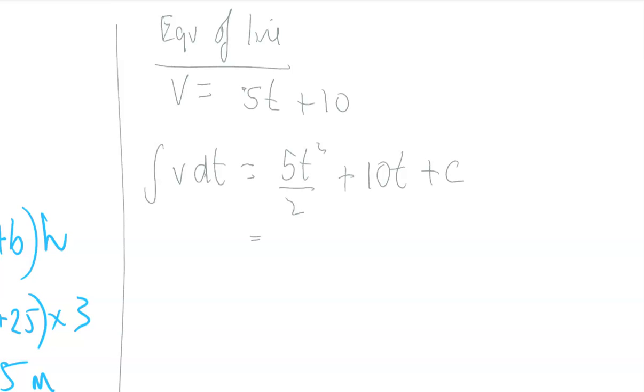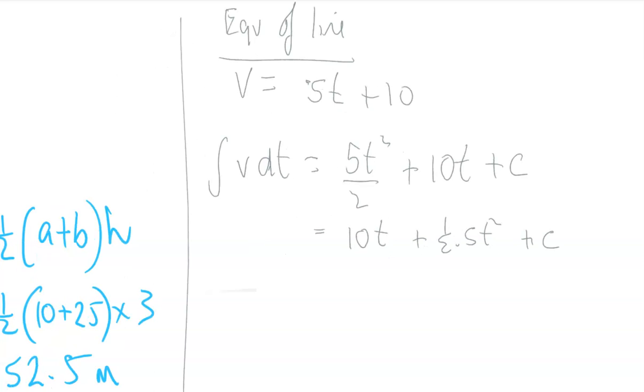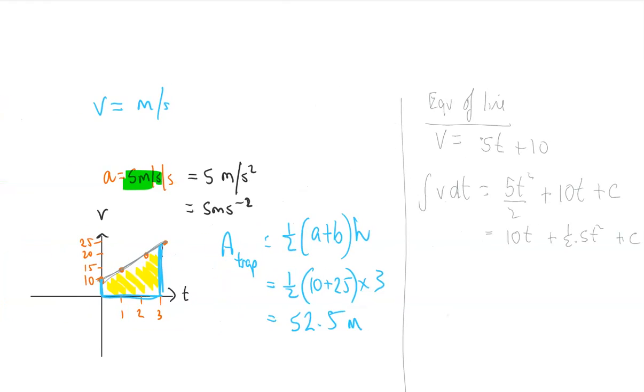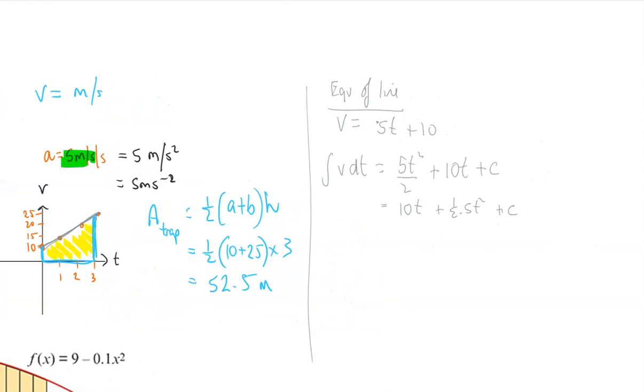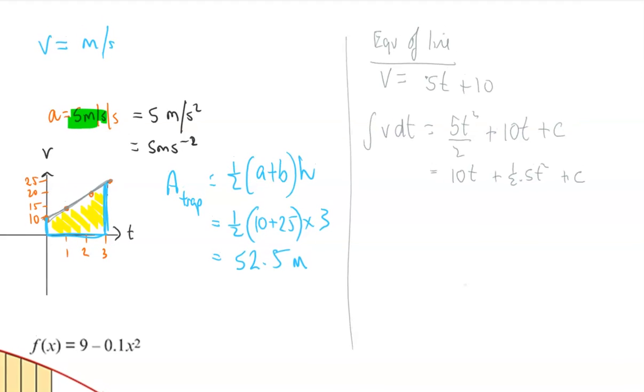So let's just rewrite that in a slightly different way. Is that all right? So I'm just going to write 10t plus a half times 5t squared plus c. Well, plus, let's deal with the plus c first before we look at the rest of it. So, plus c. Now, if I go back to the problem that I've given you, I want to know, again, what c is. Okay, I want to know what the integral constant is in this question. So my question is this.